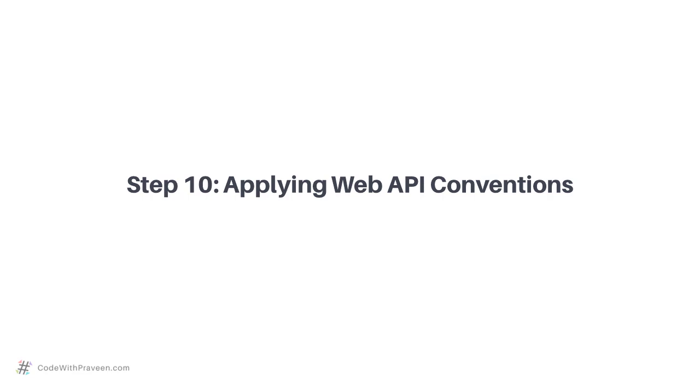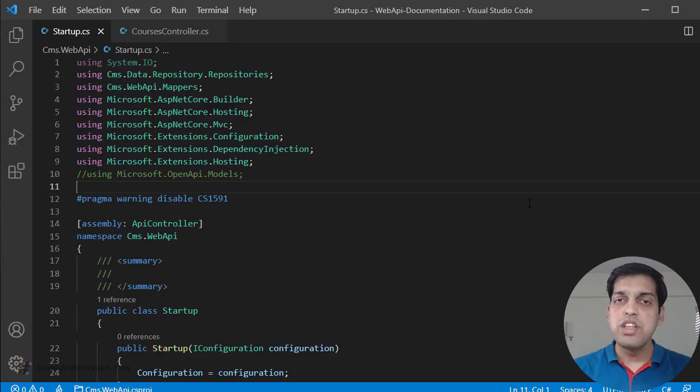Step 10. Applying web API conventions. In this lesson, we will look at how to apply these API conventions, how to enable them at the individual action level as well as the controller level as well as the assembly level. Let's check it out one after the other. First, we will see how to apply these at the individual action method.